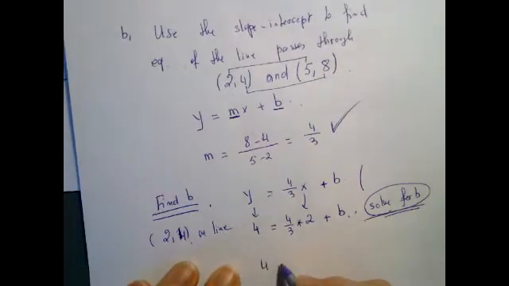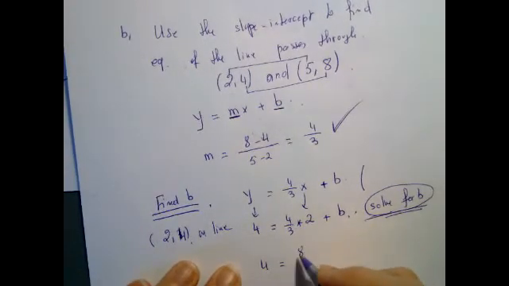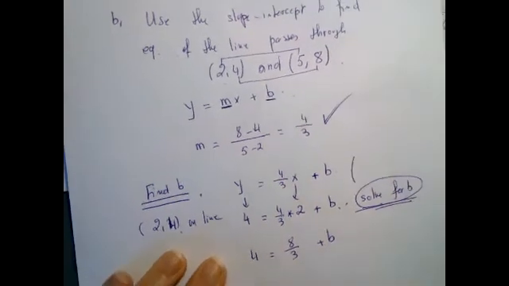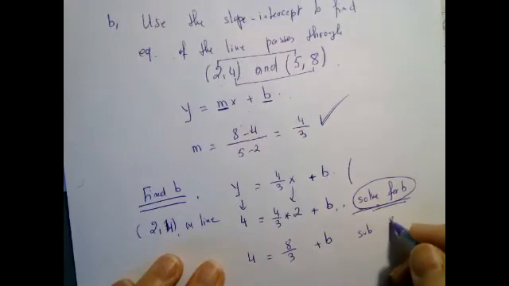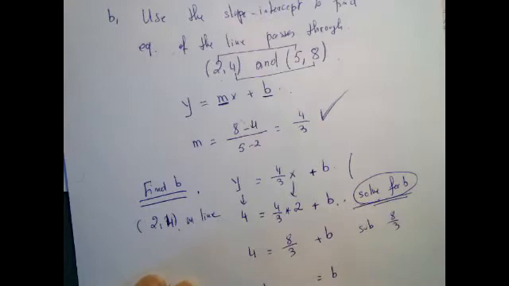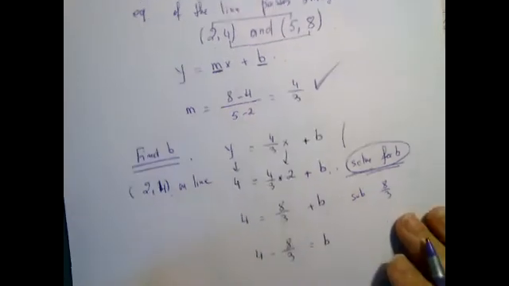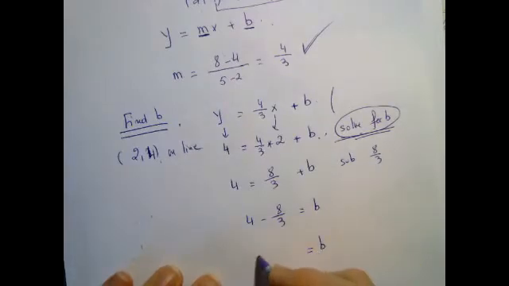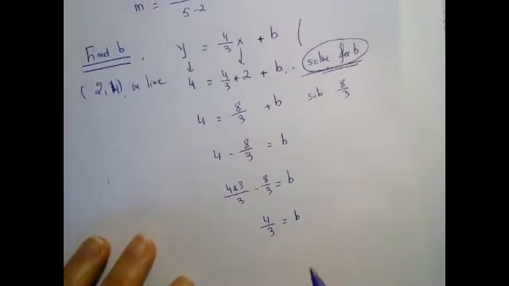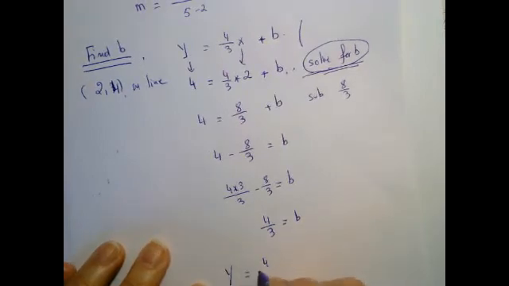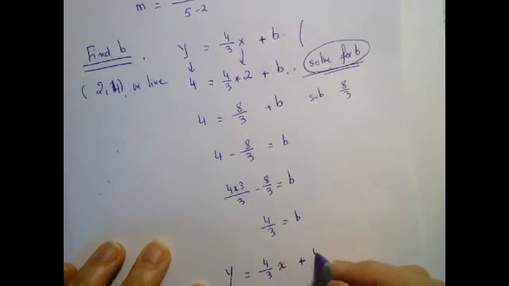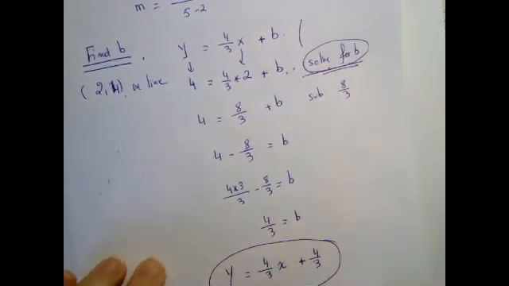So the rest now is solving. 4 thirds times 2, that's 8 over 3 plus b. I need to solve for b, so I subtract 8 thirds: b equals 4 minus 8 over 3. Now I need a common denominator. My common denominator should be 3. Then this would give me 12 minus 8, over 3, which is 4/3. And now my equation would be y equal my slope times x plus 4/3. It's just a coincidence that the slope and b have the same value.